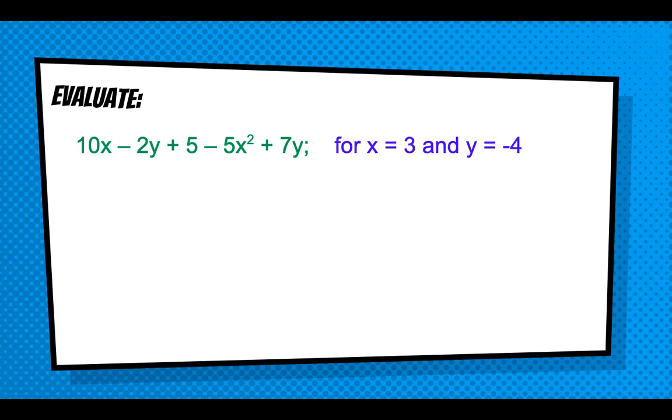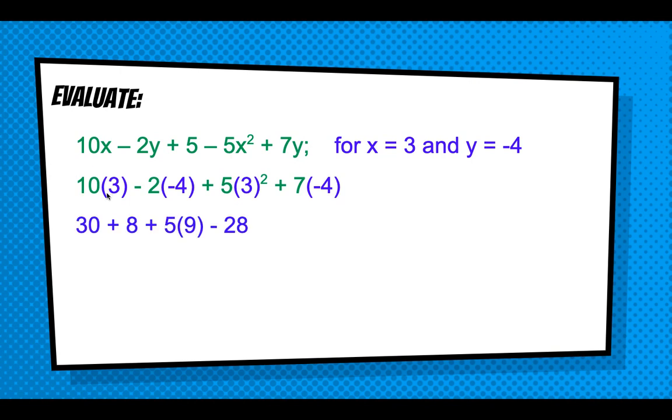This one's a little bit more complex. We have two things that we're plugging in, a 3 for all of the x's and a -4 for all of the y's. So you can see those here just plugged in blue. Everything else stayed the same. And then I'm going to go ahead and do all of this multiplication. So 10 times 3 gave us 30. -2 times -4 became a +8.